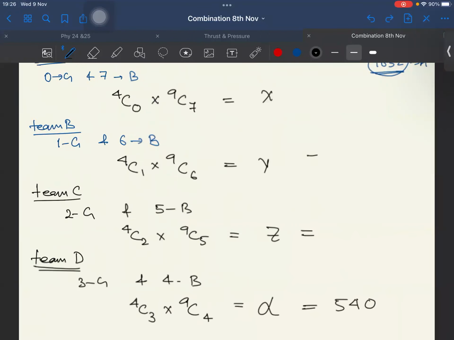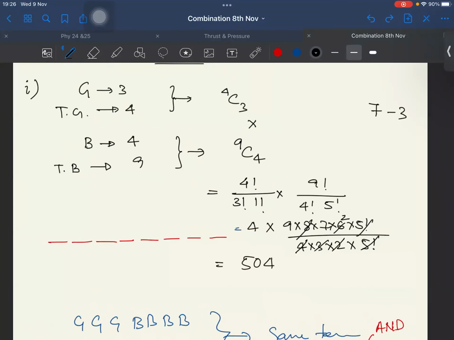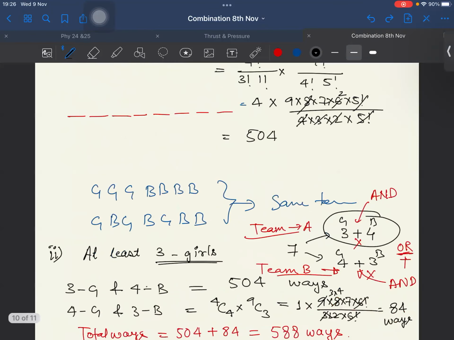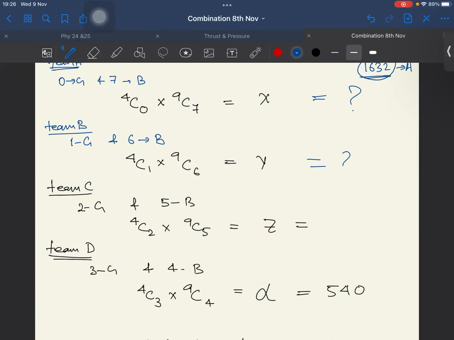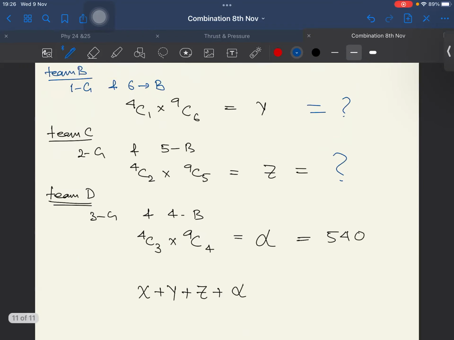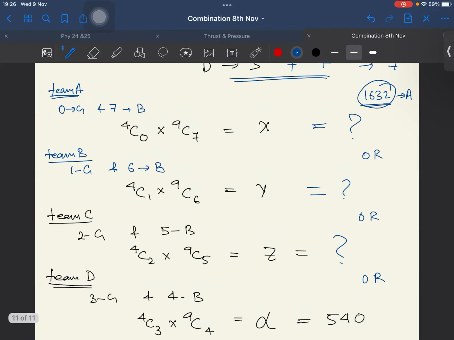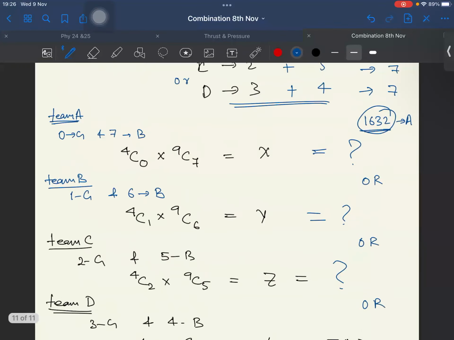Did you guys understand this? Is it clear or not? Anyone, please tell me, is it clear or not? Why are we doing this? There is completely an OR statement. Clearly it is an OR statement, right? That's why we are adding these. Okay, let's do the next problem.